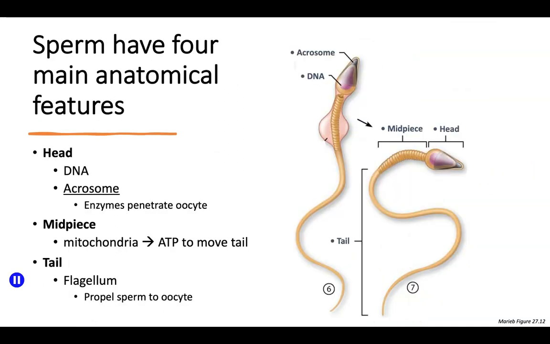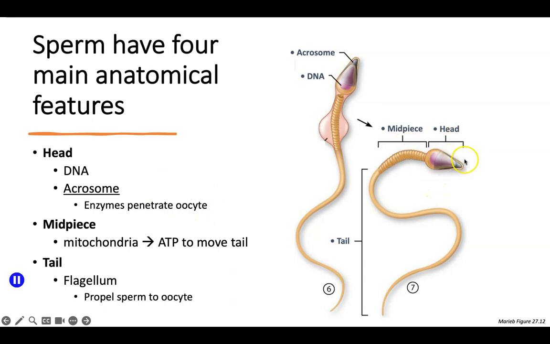When you look closely at sperm, they're going to have four main anatomical features. We have the head of the sperm. The head is where DNA is stored. Additionally, it is coated with this structure called an acrosome. And this acrosome contains enzymes that it will release to help it to penetrate the egg. So it's going to help penetrate that oocyte.